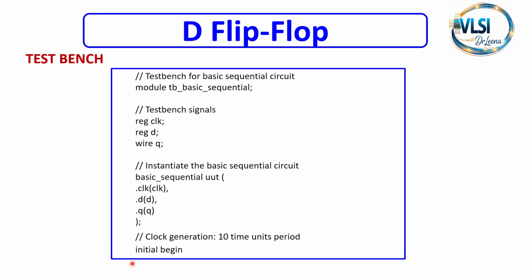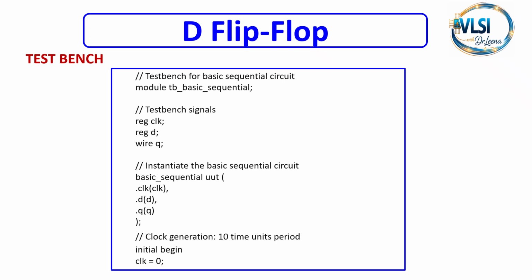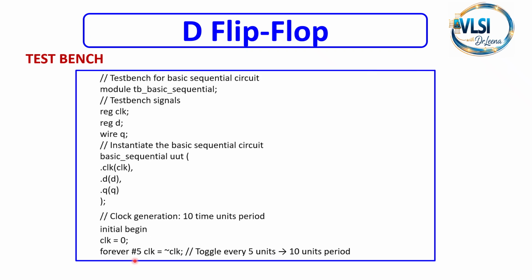For this, we first begin with initial, and then clock equals 0. That initializes the clock signal to 0 at time t equal to 0. This ensures a known starting condition. And next, forever #5 clock equals not clock, that is, toggle the clock. This is the heart of the clock generation.